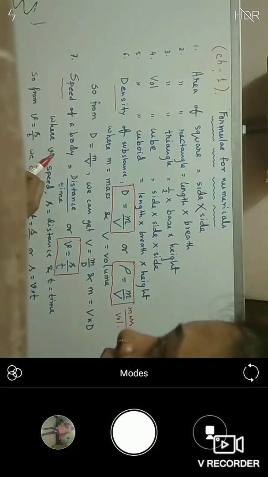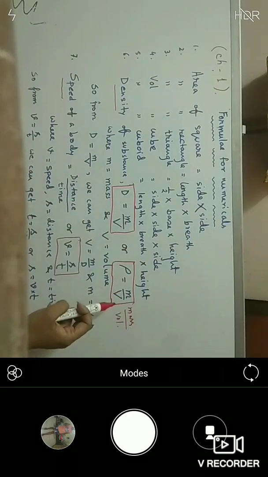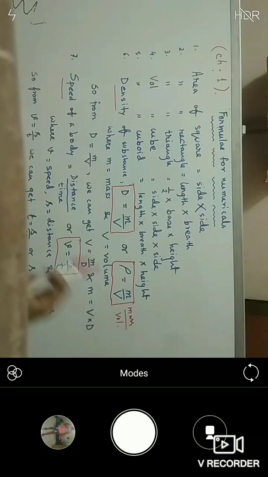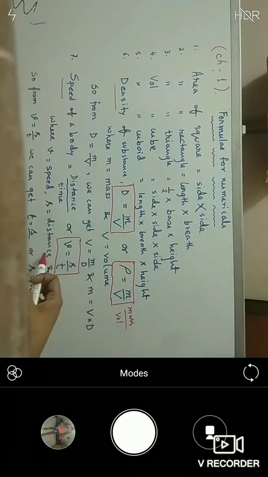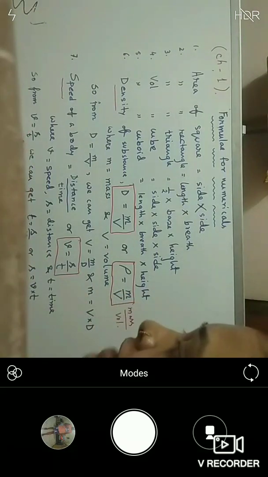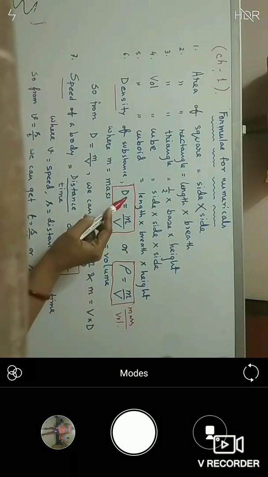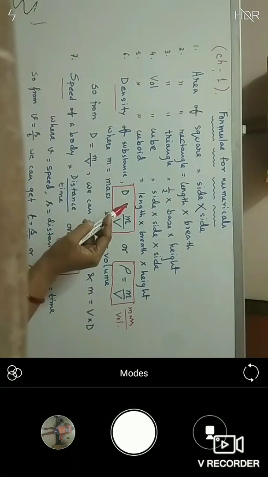Here V we have to write as a small letter. We are using small v here, and in case of density we are writing capital V. And small s stands for distance, and T stands for time. So v equal to s by t. Right. So these are the 2 main new formulae you get to know.